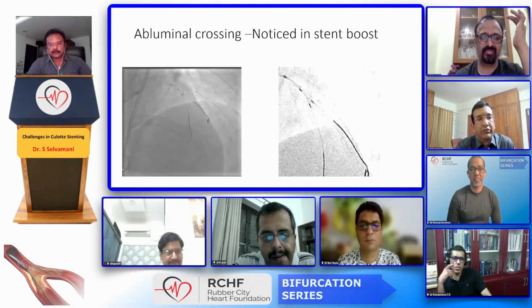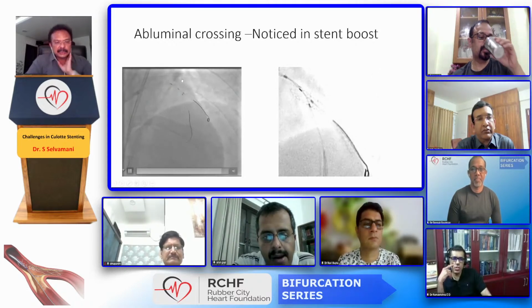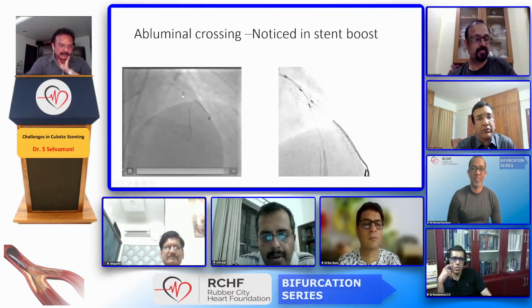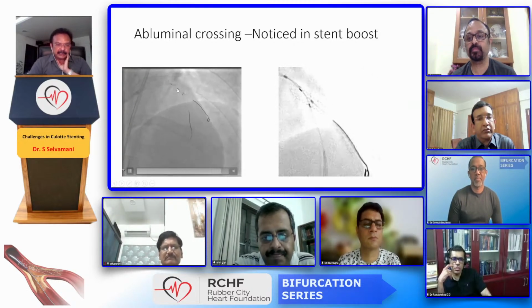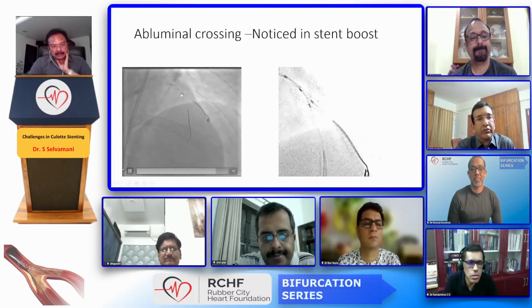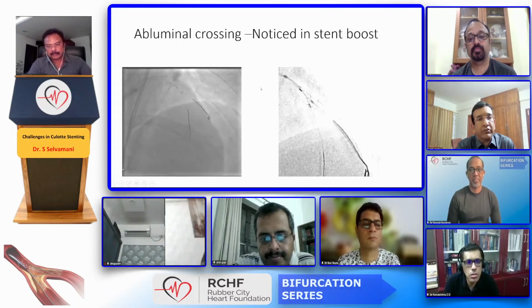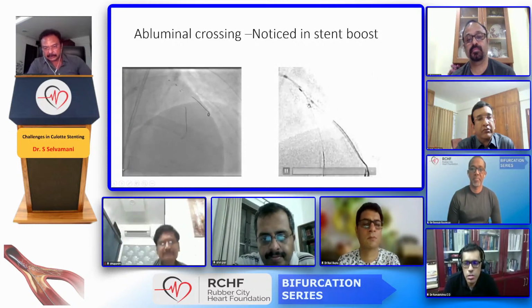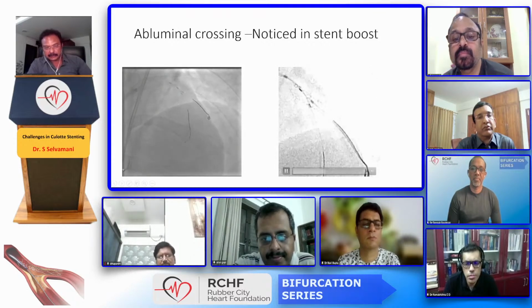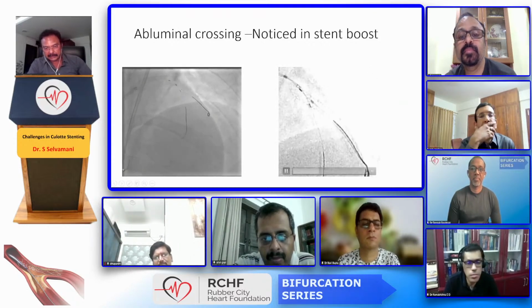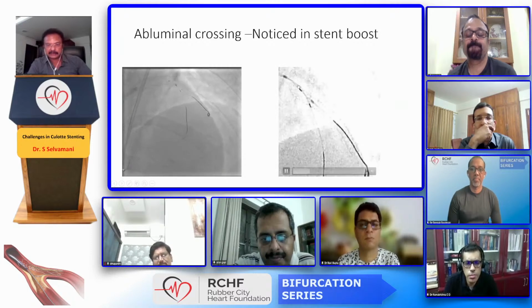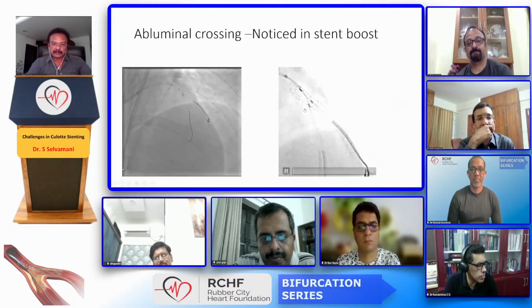Nothing was going. So when you look at the stent boost, see, this was the balloon which I was trying to attempt, take it there. So the LAD to diagonal was stented. And then I wanted to stent the LAD now, so I rewired this, and trying to take it is not going at all. When you look at the stent boost properly, see here, actually there is an abluminal crossing of this stent, going beyond it.